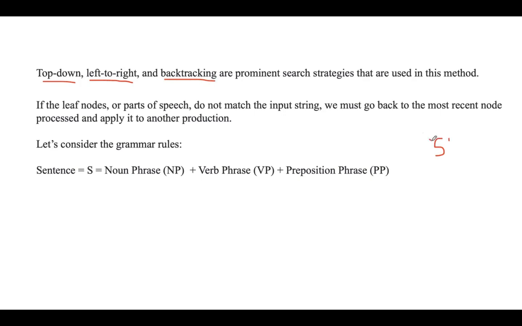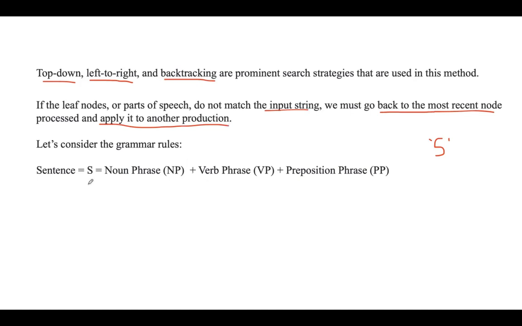It starts with the root node labeled S, which is the starting symbol, and then expands the internal nodes using productions with the left-hand side equal to the internal node. We'll have a set of productions here. By using those productions, we'll expand the internal nodes, and that expansion takes place until we reach leaves. Here leaves are nothing but terminals or parts of speech. If the leaf nodes or parts of speech do not match the input string, then backtracking should be done. We must go back to the recent node and apply another production.